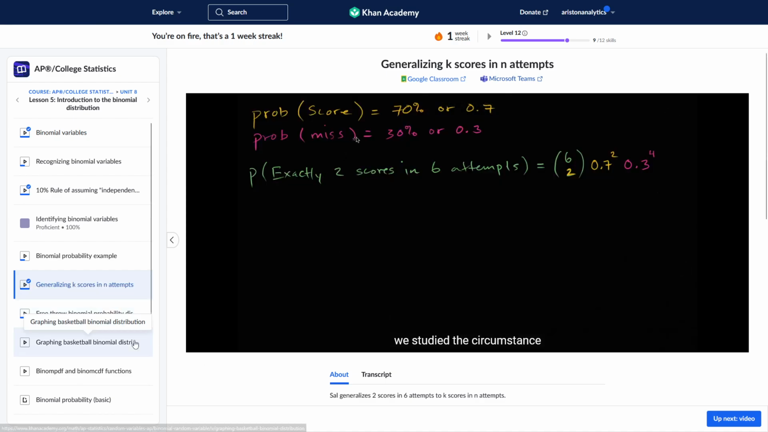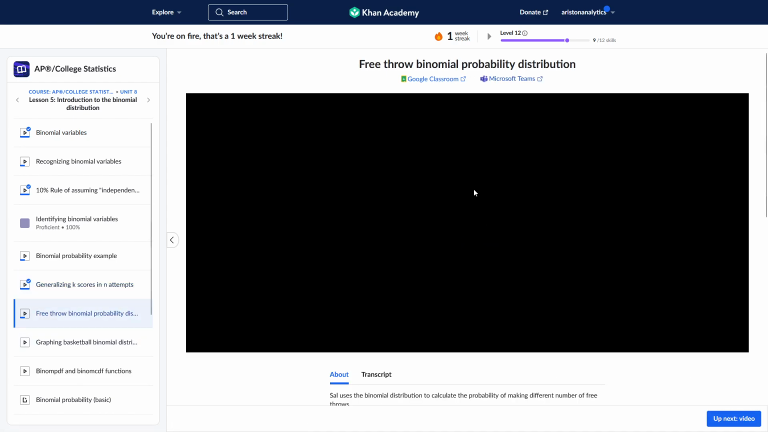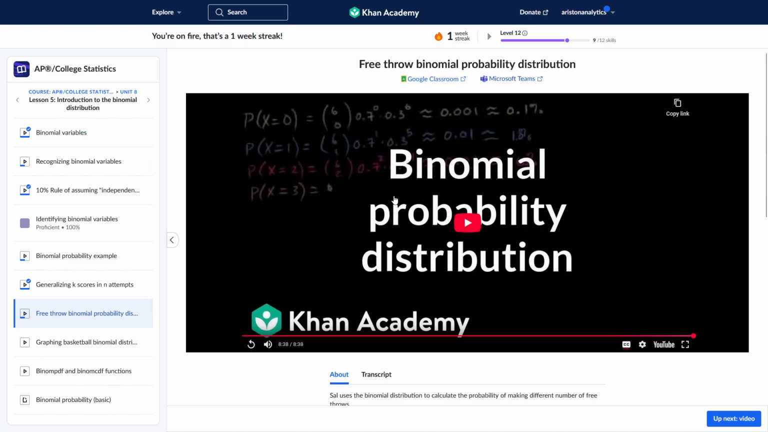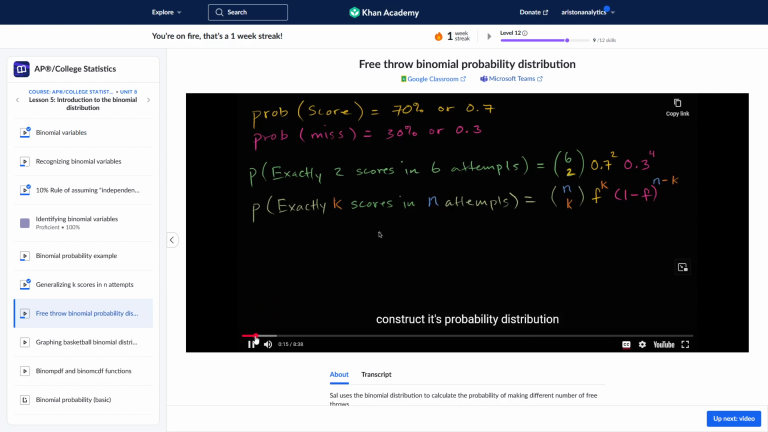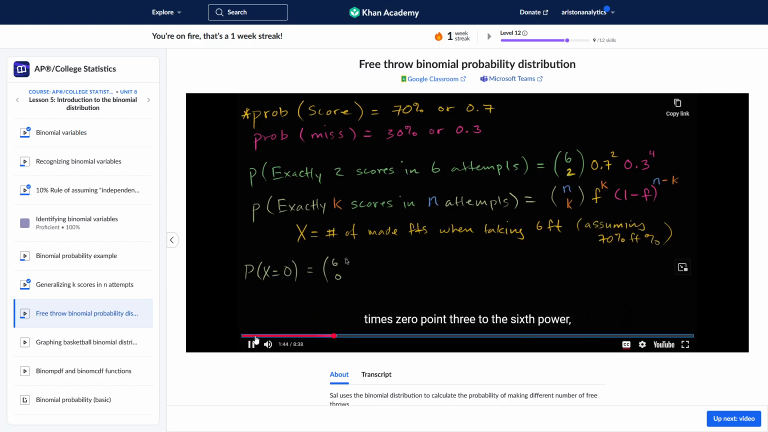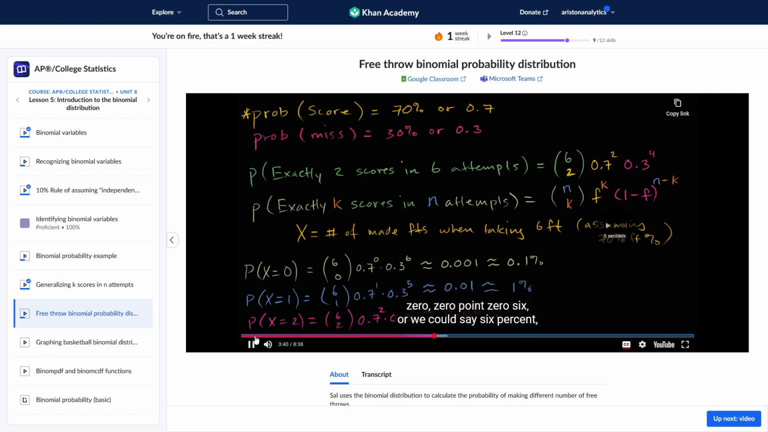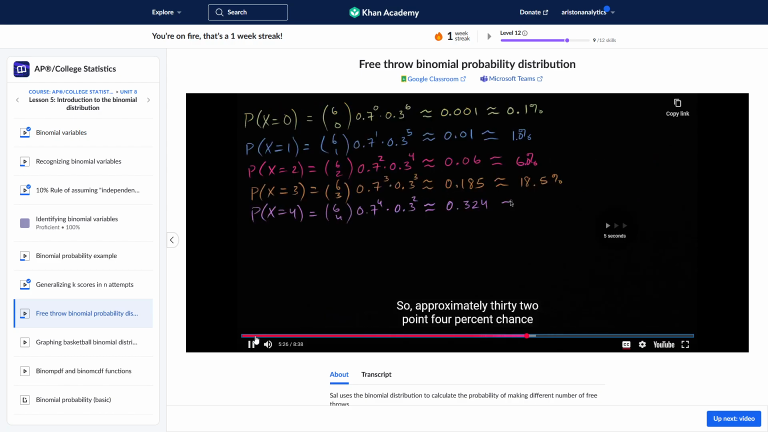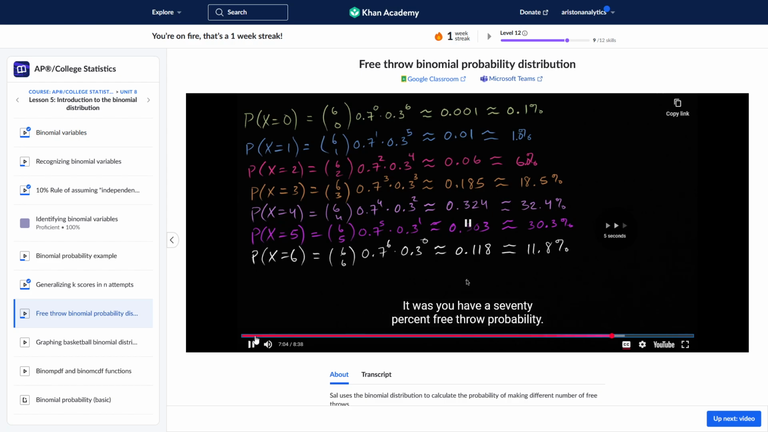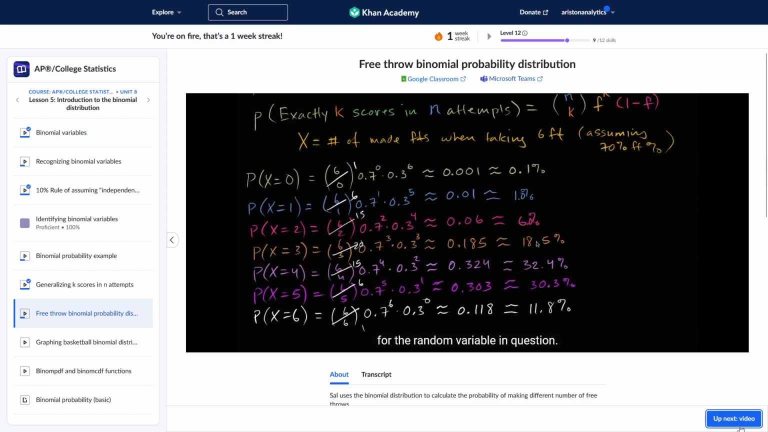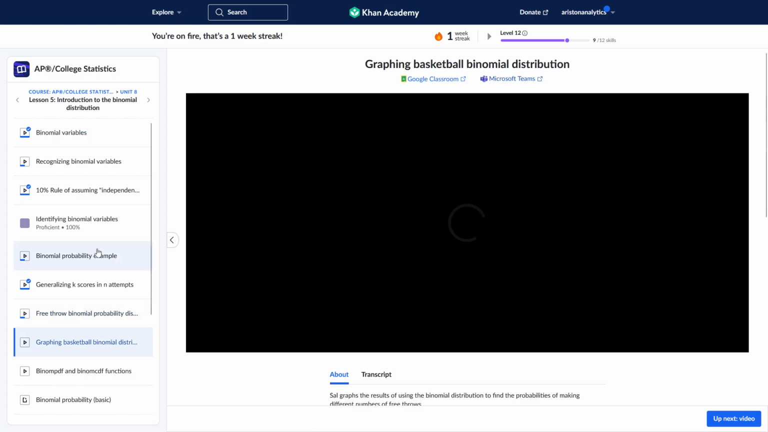So in the last video, we studied a circumstance where I had a binomial probability distribution. This table just shows what the probabilities are of getting exactly 0, exactly 1, exactly 2, etc. successes in the free throw example. These things are pretty straightforward as well.